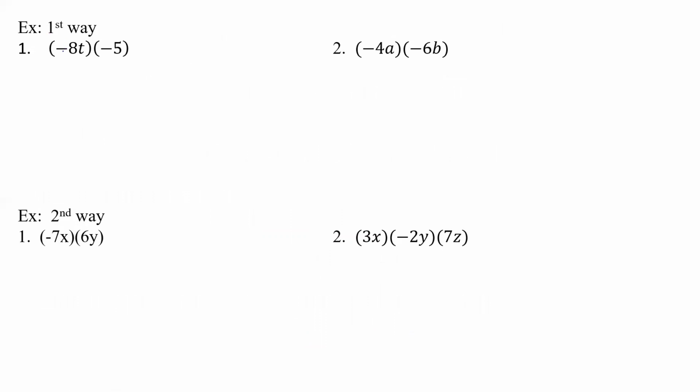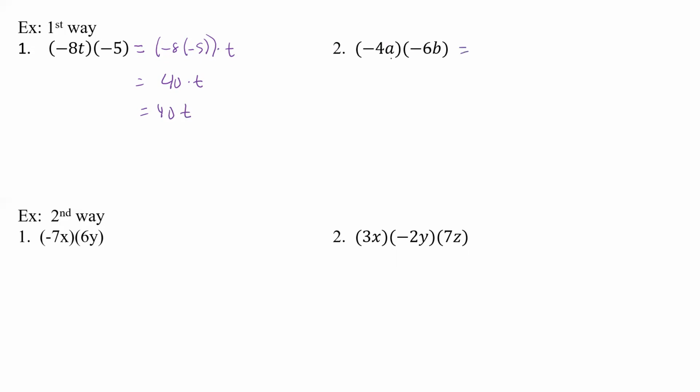So here we have a -8t times -5. Well, the first way says we're going to take a -8 and then times, let's go ahead and put that in parentheses, a -5, and then times a t. Well, -8 times -5, that's 40 times t, and so that's 40t.